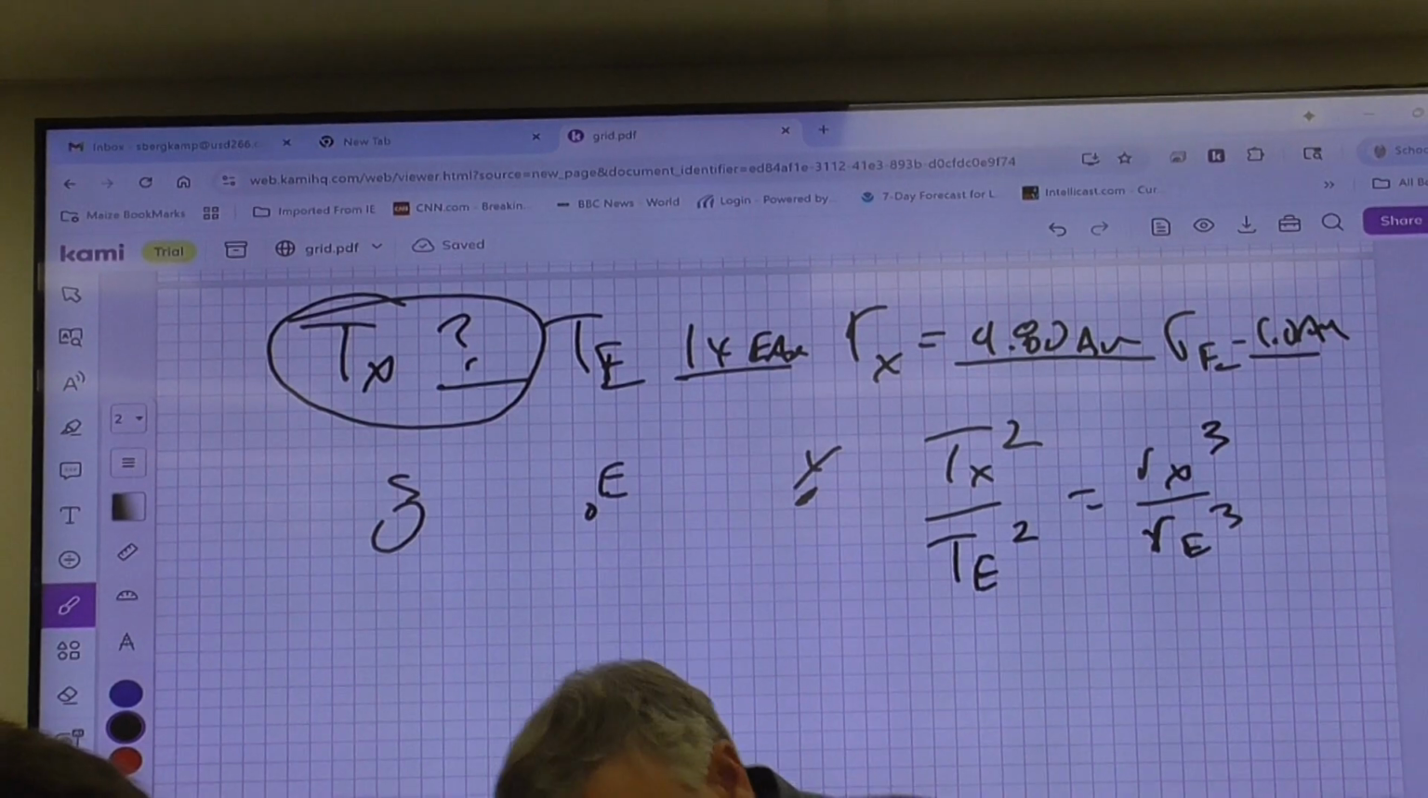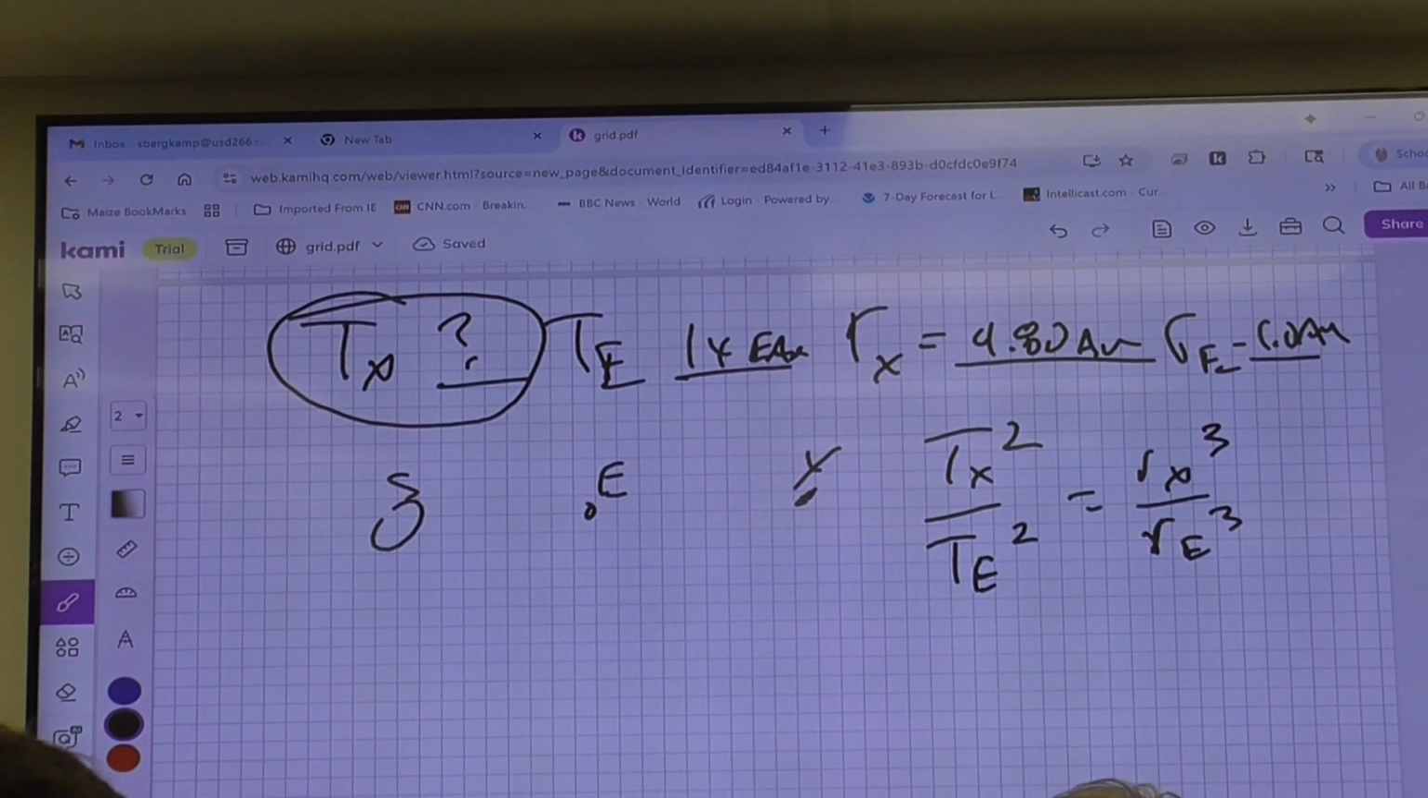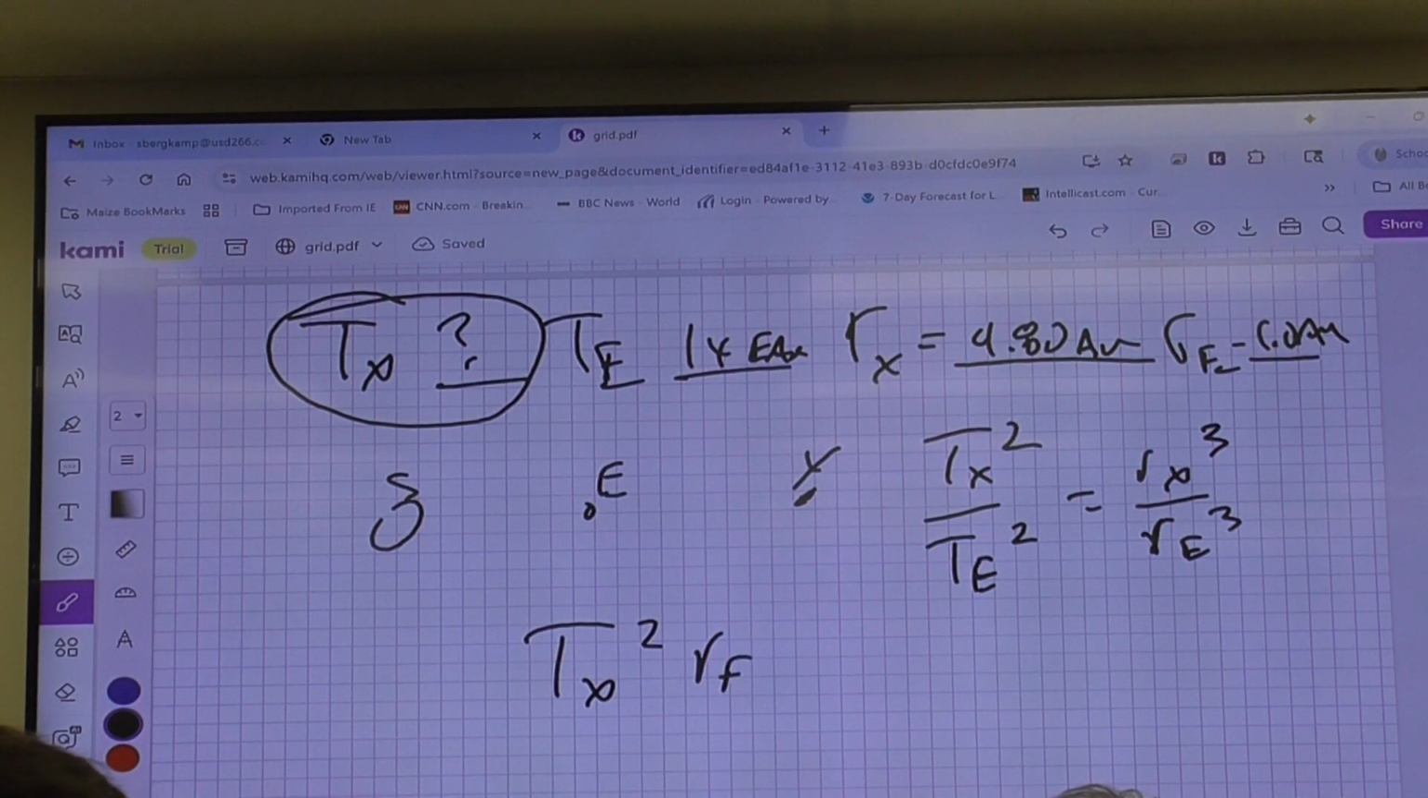Now, I'm going to cross multiply. So I'm going to have the period of X squared times the radius of Earth cubed is going to equal the period of Earth squared times the radius of X cubed.